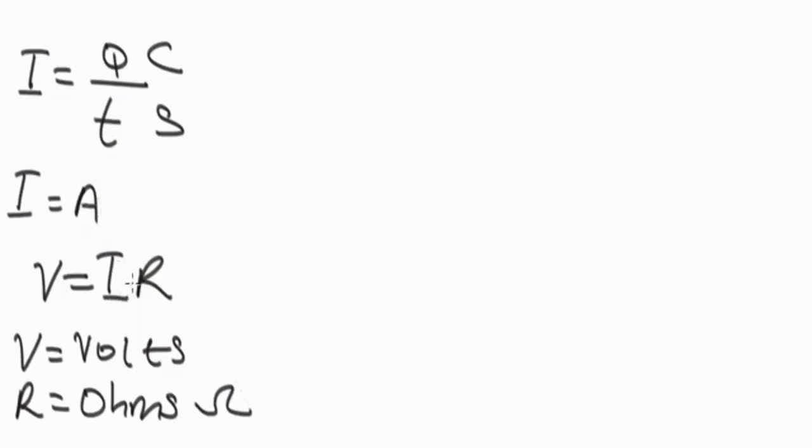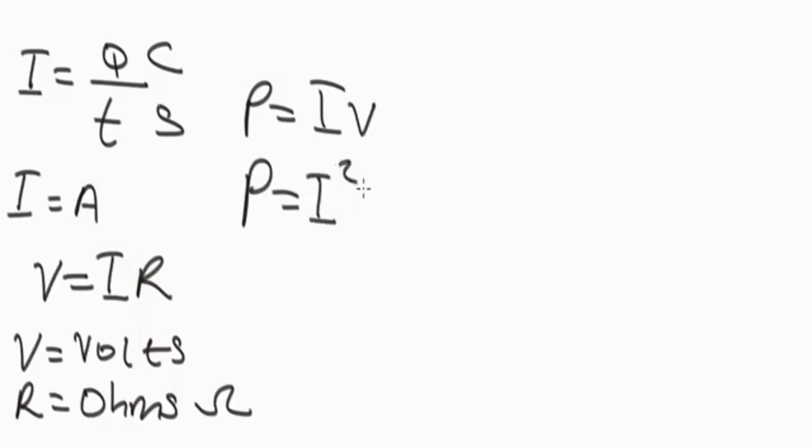Now let's take note of the relationship between power, current, and voltage. The relationship is expressed mathematically as power equals IV, current times voltage. Let's also take note of the relationship between power, current, and resistance. The relationship is expressed mathematically as power equals I squared R, that is the square of current times resistance. So take note of these formulas.